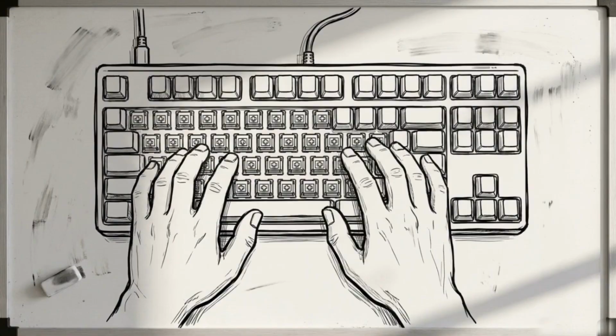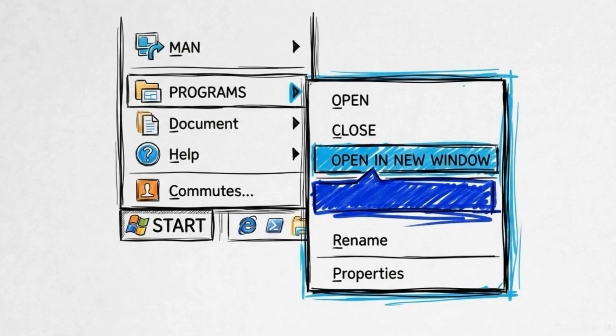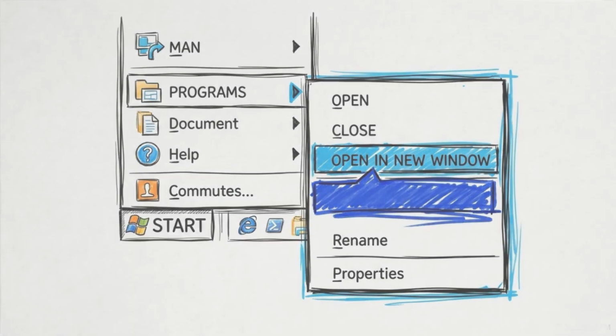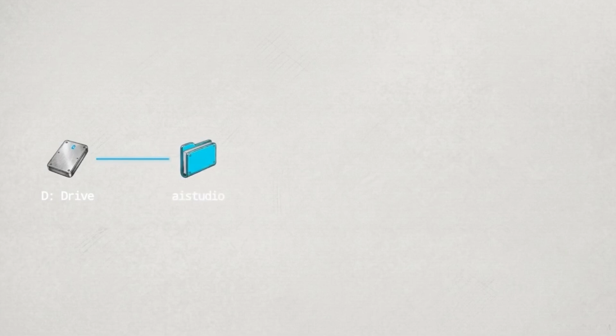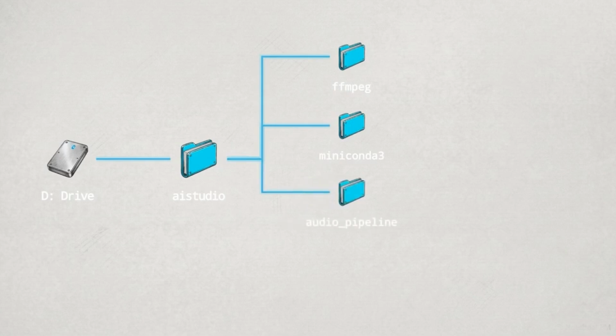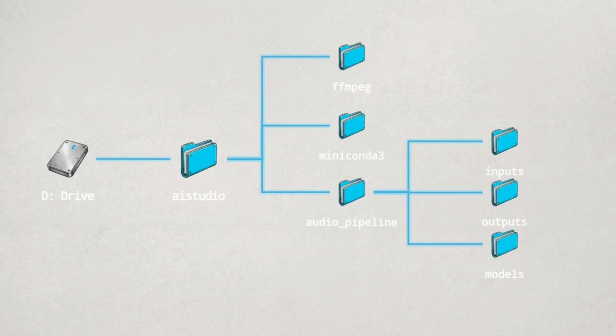Step 1 is setting up your directory tree. Open your Windows command prompt as an administrator, so we have the permissions needed to create our root structure. We start by creating a master AI Studio folder on the D drive, branching into directories for FFmpeg, Miniconda 3, and audio for inputs, outputs, and models. We also add a Git projects folder for cloning AI repositories via the command line.